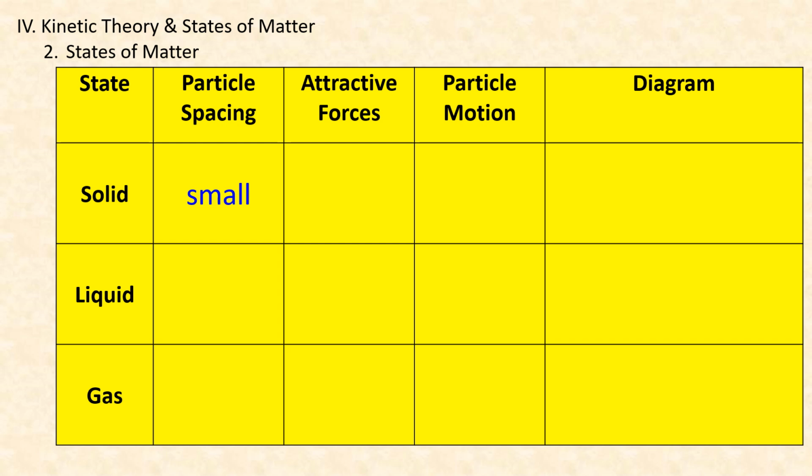The particle spacing is small. This would suggest, when we take a look at the electrostatic or Coulomb force, that the attractive force between two solid particles is quite large. Okay, that strong attractive force keeps them pretty close together.